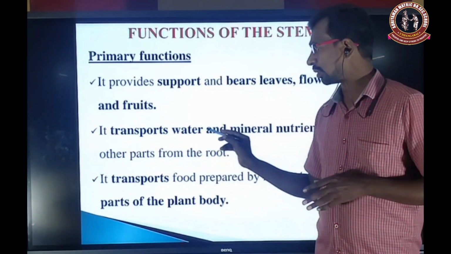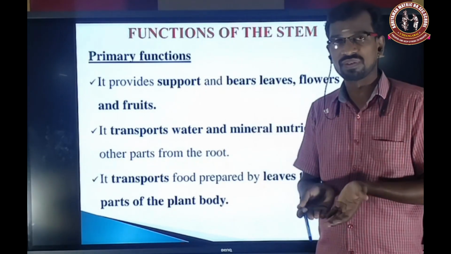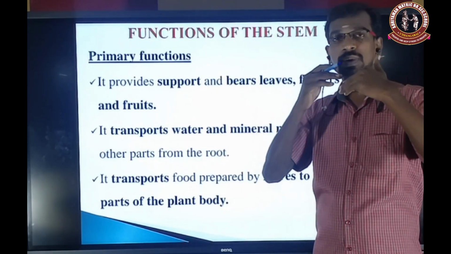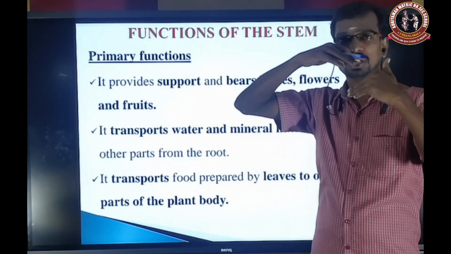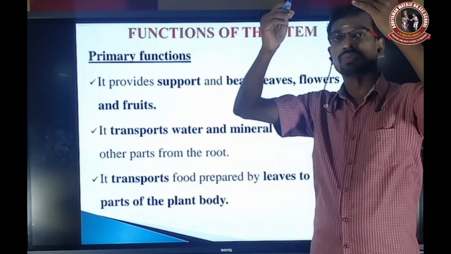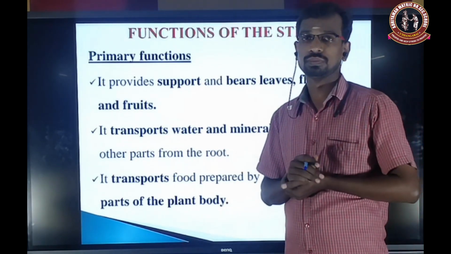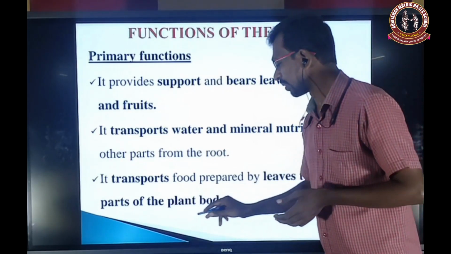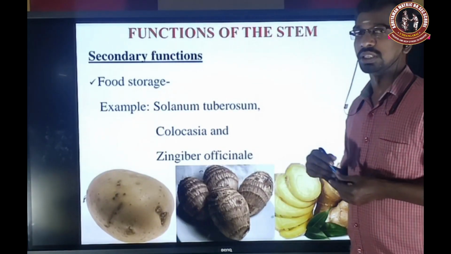Already I told you. It is a junction point. The water is absorbed by the root and distributed through the stem. The leaf prepares the food material, but the root also requires energy, and for that it needs food material. So this food material is distributed to the root by the stem. It transports the food prepared in the leaf to other parts of the plant body, especially the root. That is the main function.